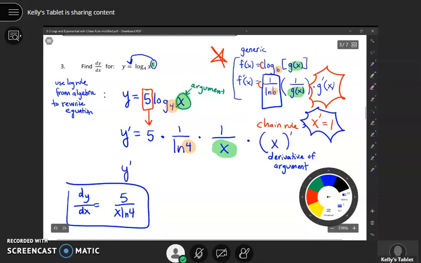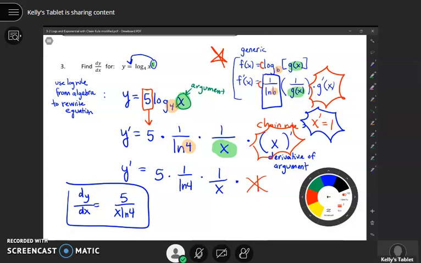So when I go to rewrite this, I really have 5 times the 1 over the natural log of 4 times 1 over x times the derivative of x, which is just 1. So I don't have to write that. And now when I go to clean all this up, I can put that 5 over a 1. When I multiply all the numerators together, that's just a 5. When I multiply all the denominators together, that's just an x times natural log of 4.